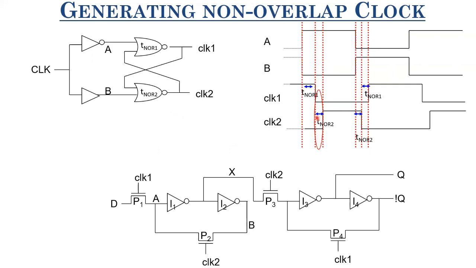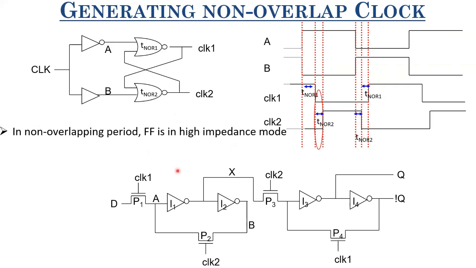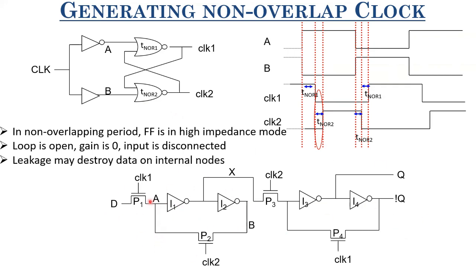What is the problem? In the 0-0 overlap period, the flip-flop is in high impedance mode. Why high impedance mode? Because neither D is connected to A, nor X is connected to this input. So these are floating. The loop is open, there's no connection. Gain is 0, and the input is disconnected from either of these systems. So internal nodes are floating, and leakage can destroy the data on internal nodes, right? That is something which is true.